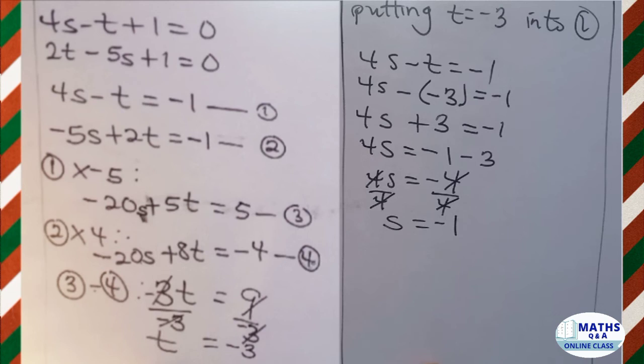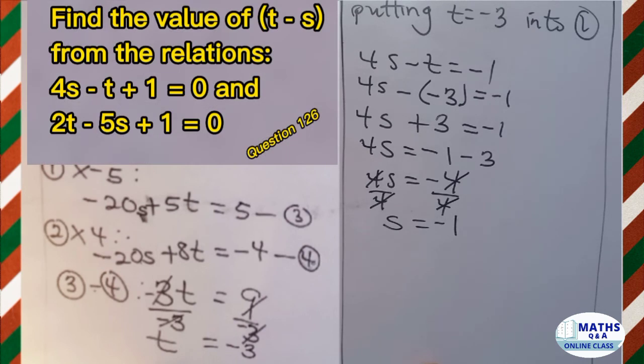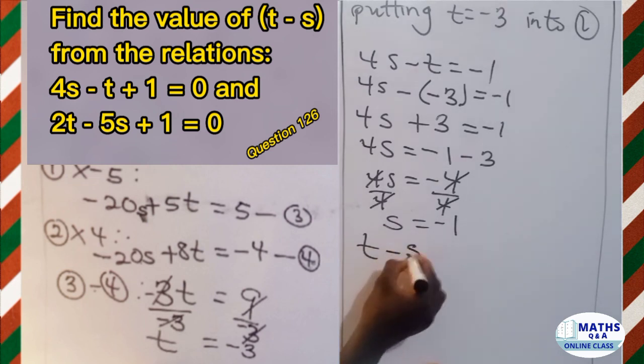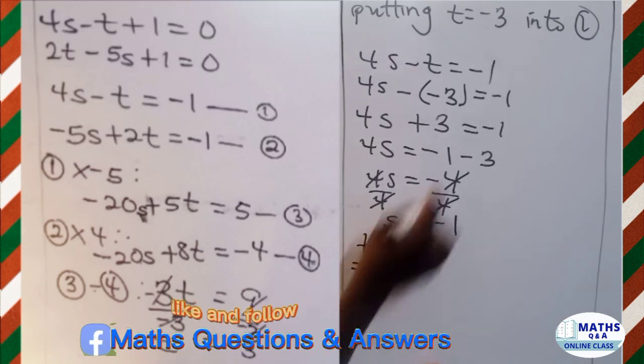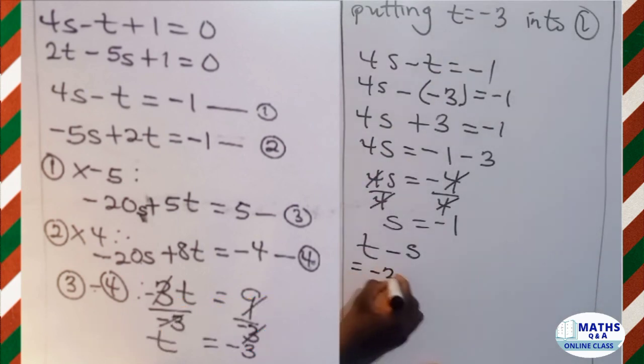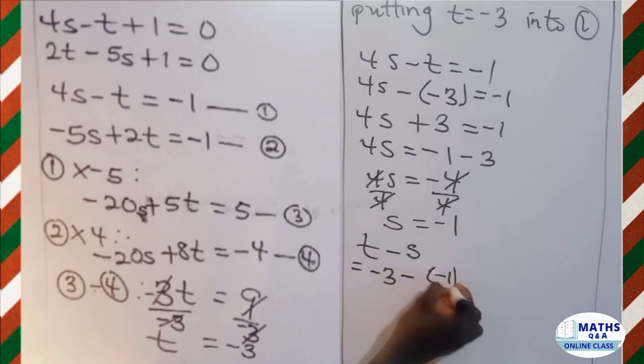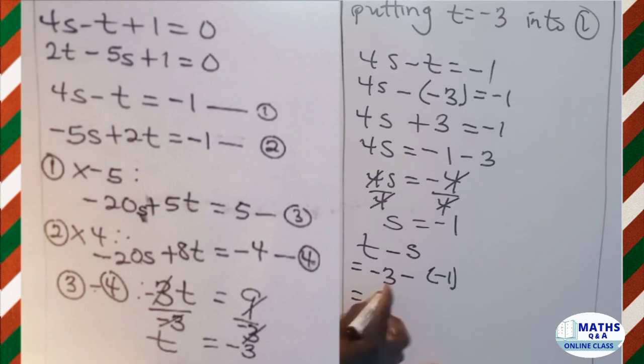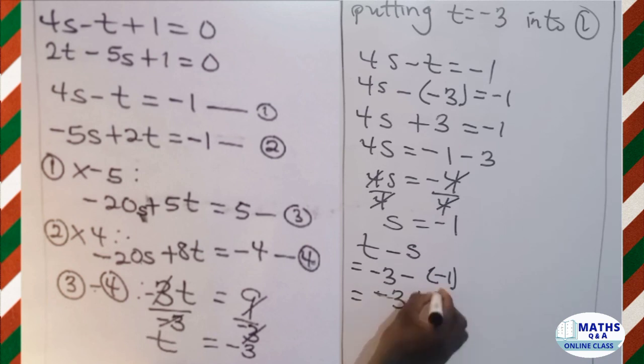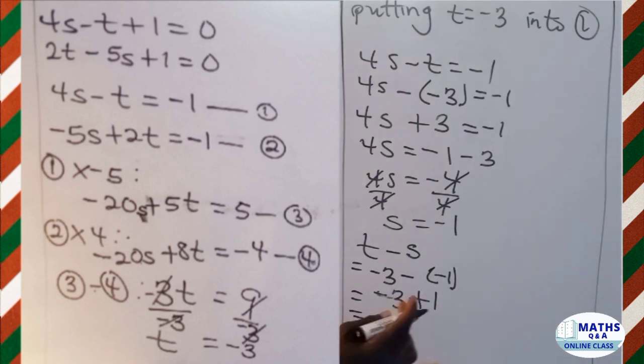Now back to our question. We were told to find the value of t minus s, right? So after you have finished getting the values, we write our t minus s, which is equal to, in place of t, we write -3. So we have -3 here. Minus, in place of s, we write -1. So -3 minus -1, so it's +1, right? And that one is equal to -3 plus 1 gives you -2.